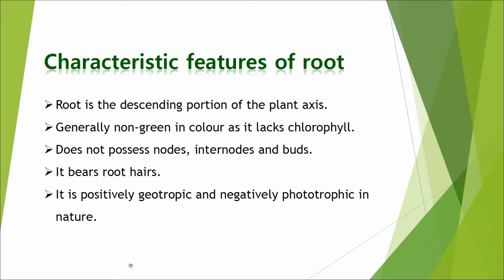What are the characteristic features of a root? A root is the descending portion of the plant axis. It grows down towards gravity, towards the earth. Generally, roots are non-green in color because they lack chlorophyll. Chlorophyll pigments are absent in the root cells. They do not possess nodes, internodes and buds as in the case of the stem. They bear root hairs for the absorption of water and minerals. A root is positively geotropic as it grows towards the earth, and negatively phototropic as it grows away from the sunlight in nature.